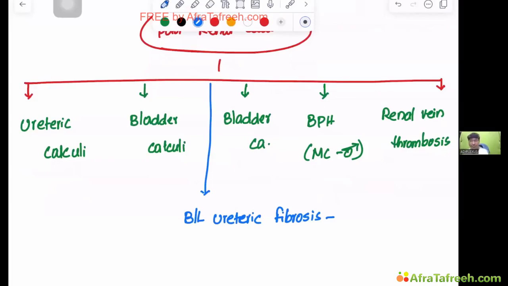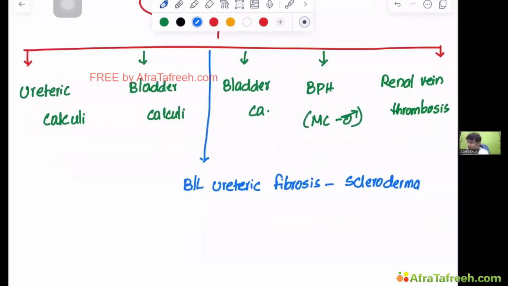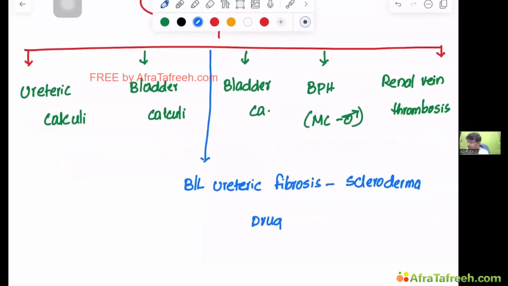A female came to me on one particular day, right? The female's appearance was like the skin was very tight and she was unable to open the mouth completely. And there is also pitting of the nails, and the skin even in the fingers was very, very tight. And there are also digital ulcers. Very good. That is scleroderma. Okay. Now, we also have drugs which cause bilateral ureteric fibrosis.